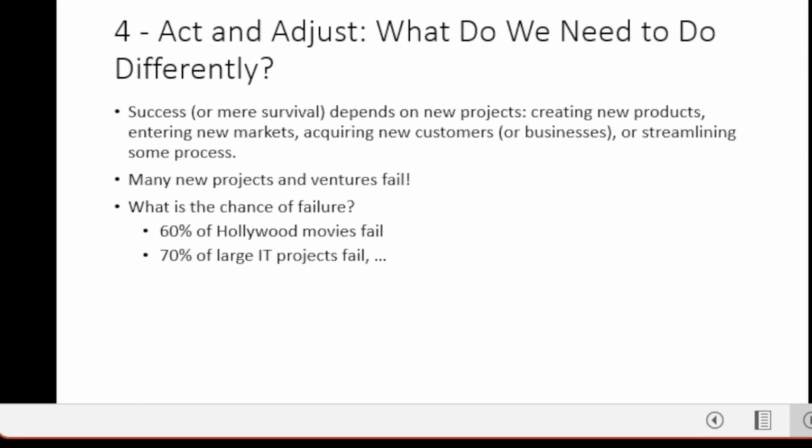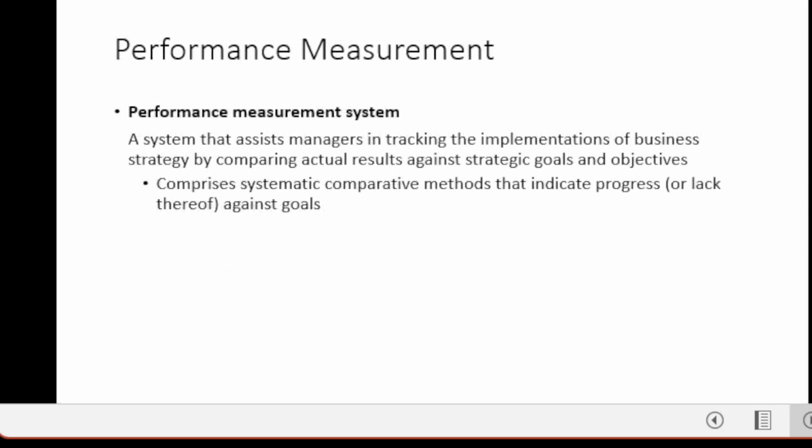And then you will act and adjust. So how do you create new products? How do you enter the market, acquire new customers, streamline the process? So this is how you act and adjust, so that you achieve your goal.